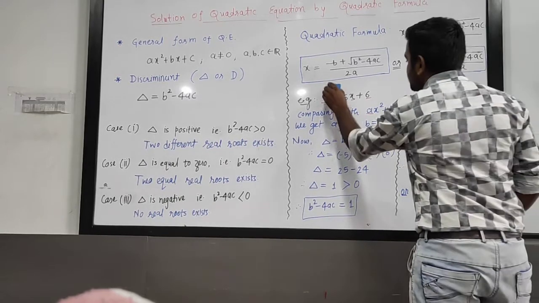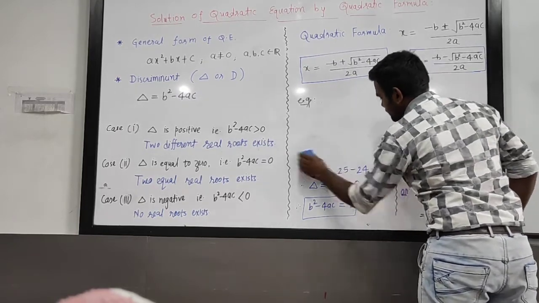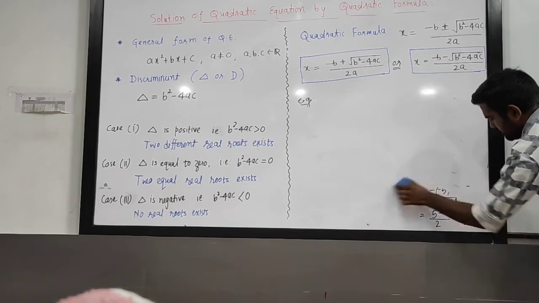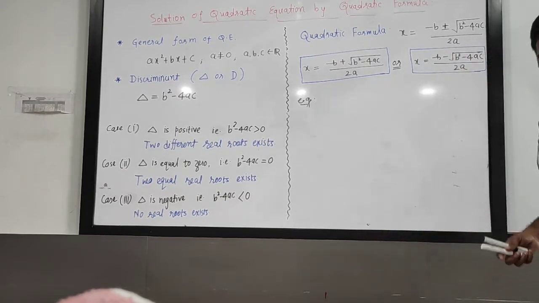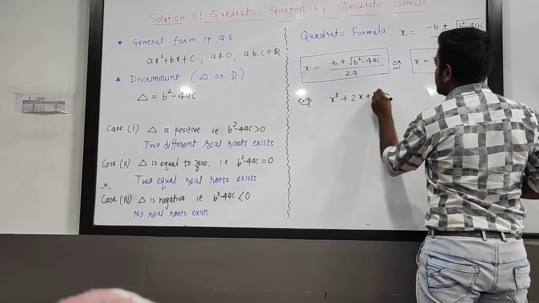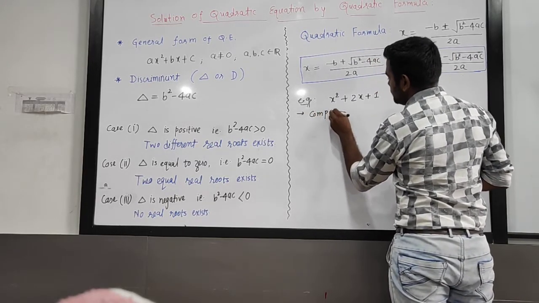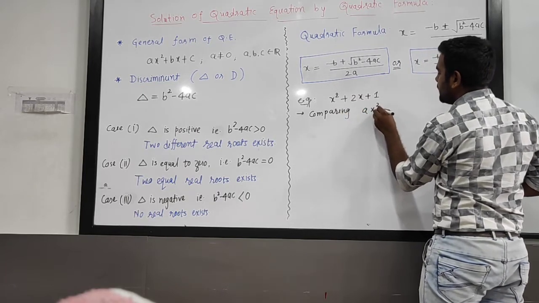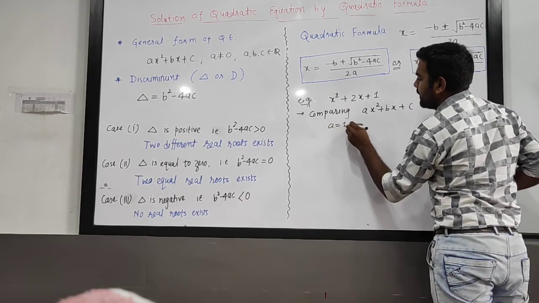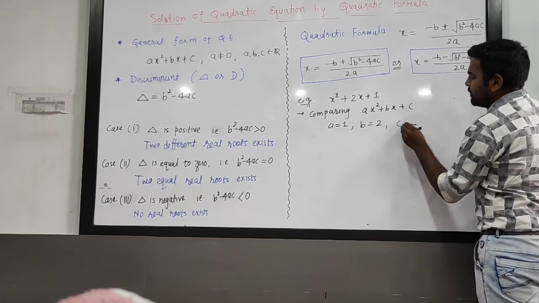Now let us take another quadratic equation for case 2. Let's take the equation x square plus 2x plus 1. To find the solution of this quadratic equation, comparing with the general equation, that is ax square plus bx plus c, we get the coefficient of x square, that is a, equal to 1, the coefficient of x, that is b, is equal to 2, and the constant term, that is c, is equal to 1.